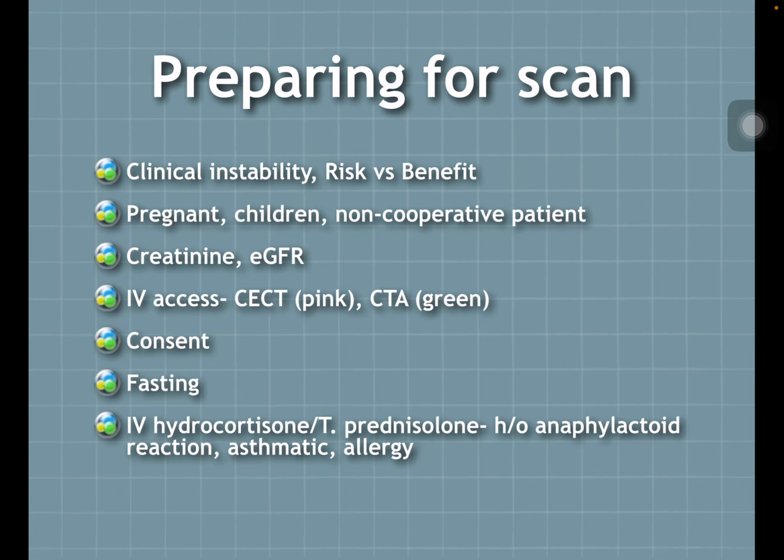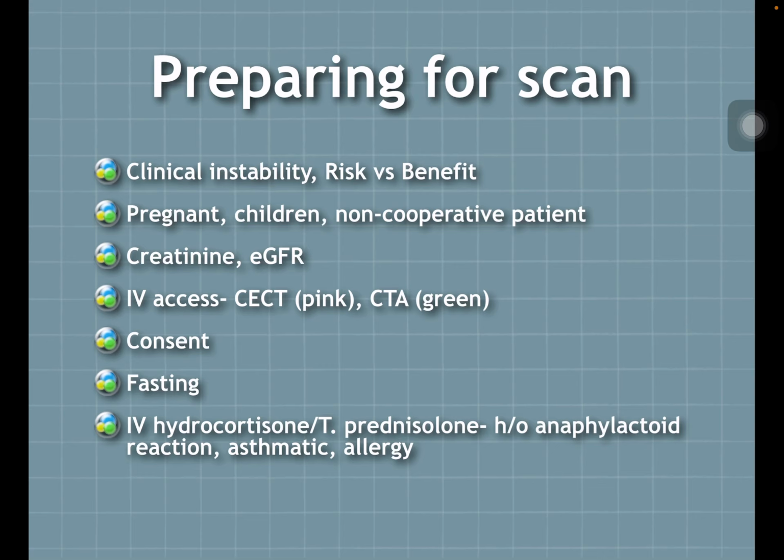For contrast study, the patient needs to fast about 4 to 6 hours prior to imaging. A normal creatinine and eGFR is a must, so nephrologist input will be helpful in case of deranged renal profile or eGFR. So please make sure the patient has adequate IV access. For example, for a CCT, we might prefer a pink branula, and for CT angiogram, we prefer a green 18 gauge branula at the antecubital fossa when performing the CTA imaging. This will facilitate us for better image.